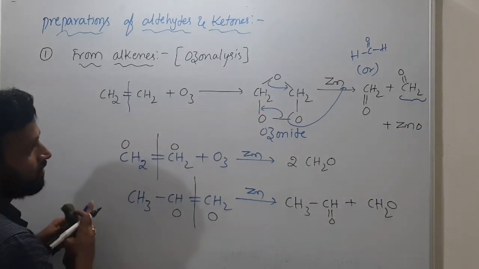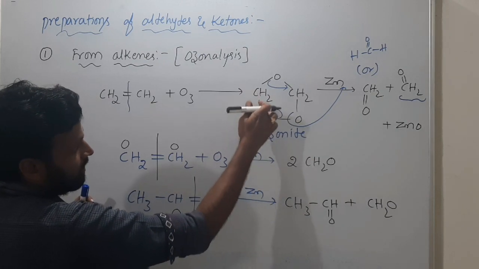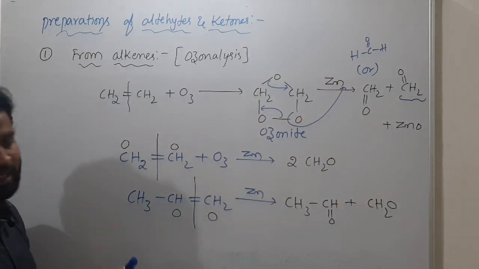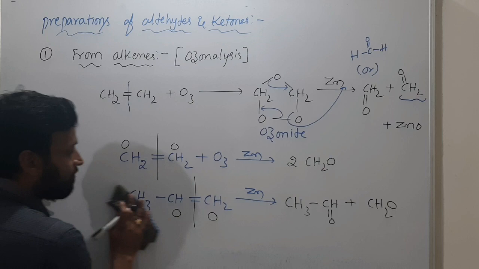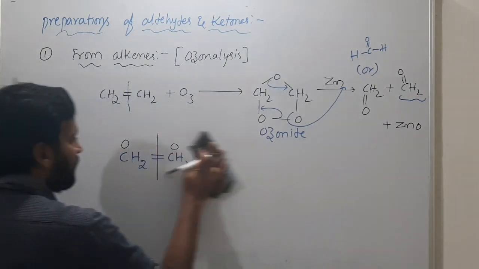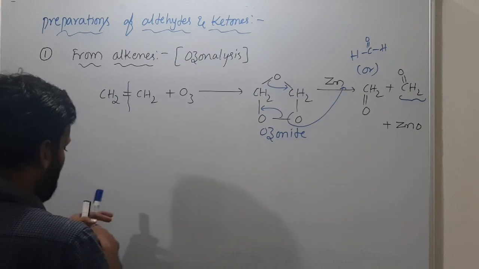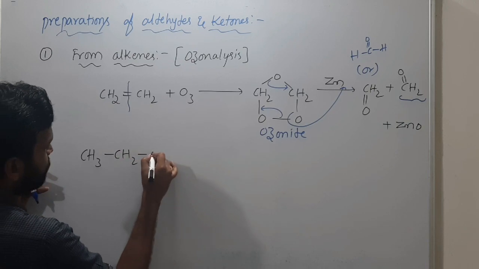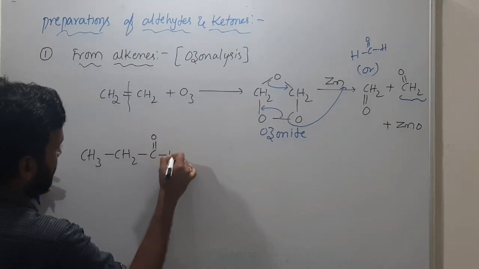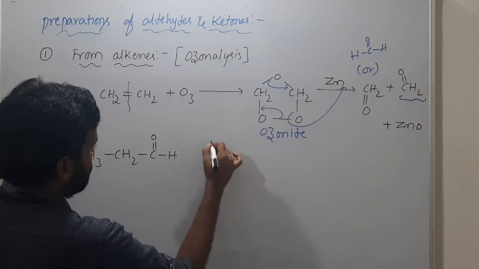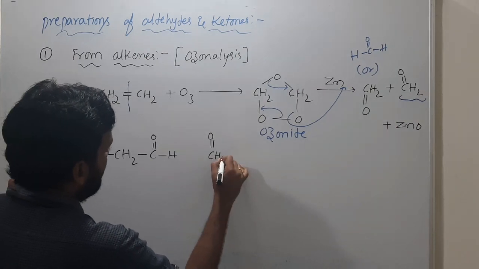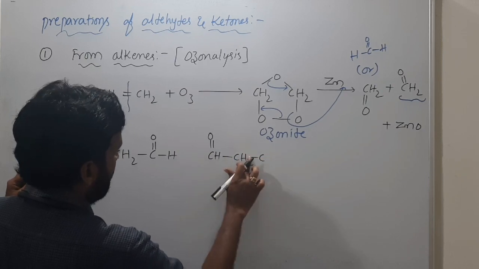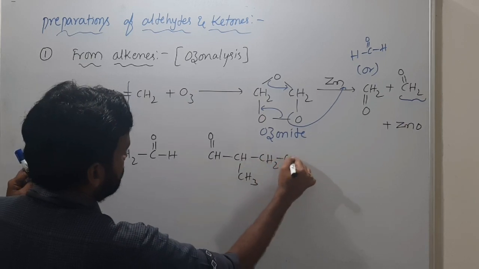Actually this is the process of ozonolysis: this bond will migrate to double bond O, this bond will migrate to double bond O, and one of the oxygens combines with zinc. But this is the way to get the product easily. Now I'll give you one more: CH3CH2 C double bond O H and CH double bond O CH2 CH3.